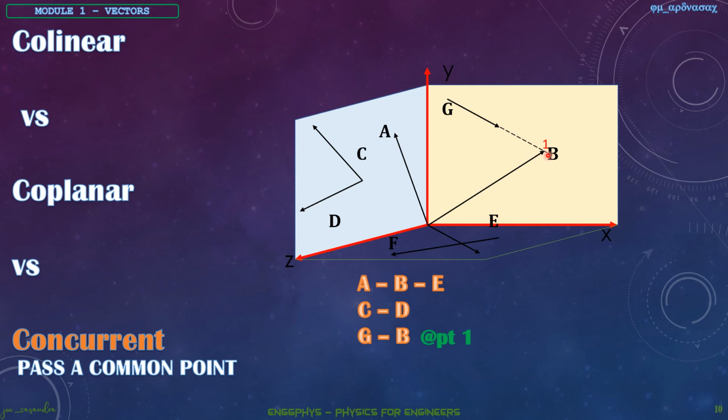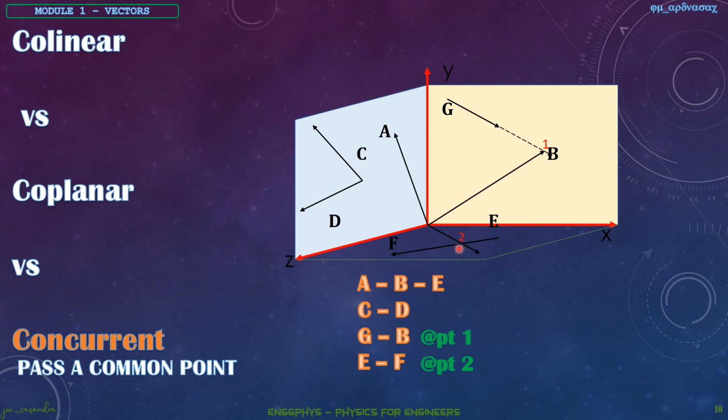So, we always look at the extensions of our vectors, especially for forces. So, here, you can see the extension. So, if I extend this, they are passing at a common point. So, another one, we have vectors E and F, which are now concurrent at this point. So this is point 2.